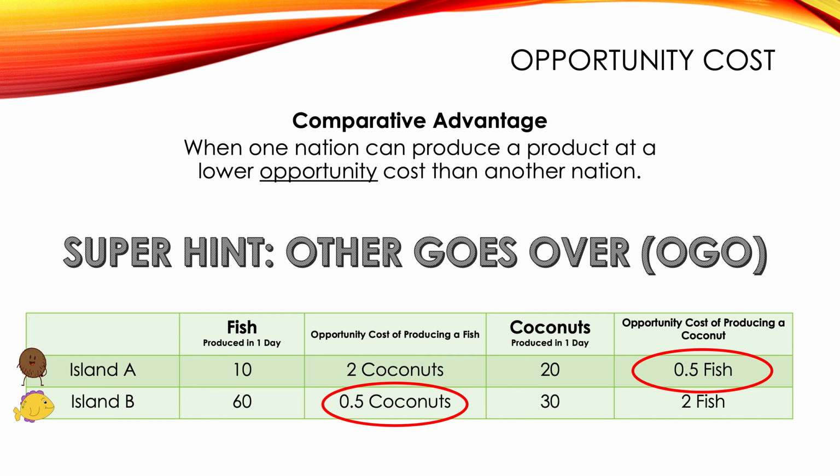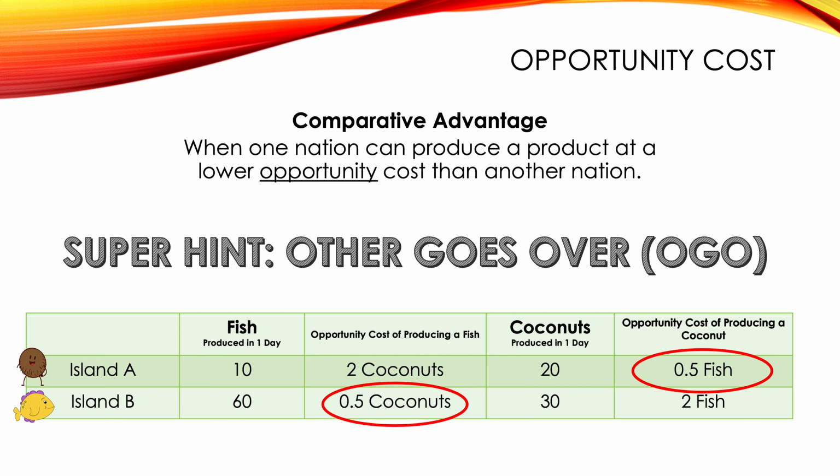So here's a rule for you. When you have problems like this, if one nation has a comparative advantage in one thing, the other nation must have a comparative advantage in the other thing. That is, if you determine that Island B has a comparative advantage in producing fish, Island A must have a comparative advantage in the opposite thing. They can't be the same unless the ratios are the same, right? It has to work out that way. So that's just a hint for solving these types of problems.